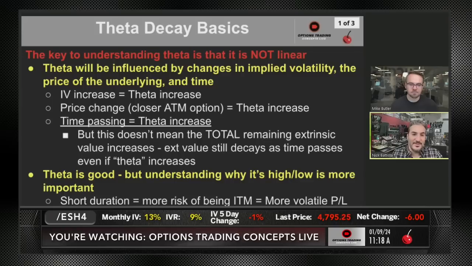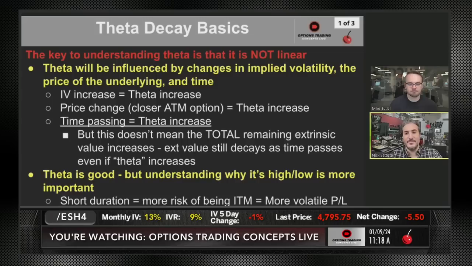And then there's obviously the passage of time, right? Theta increases as you get closer to expiration. We know that all extrinsic value goes to zero at expiration. If you're looking at a 30-day option, moving from 30 days to 29 days is less potential value than going from 2 days to 1 day until expiration, because at expiration, all of that extrinsic value comes out of the option. So typically you see increases in theta as you get closer to expiration.